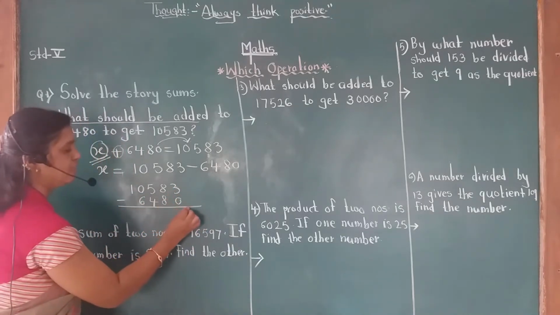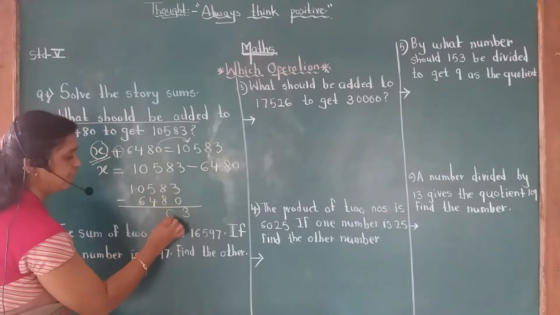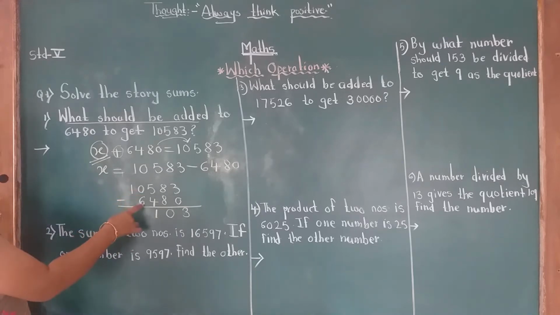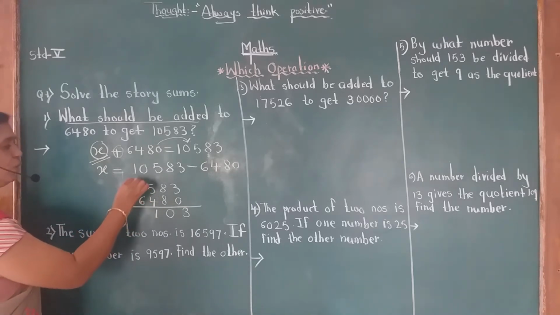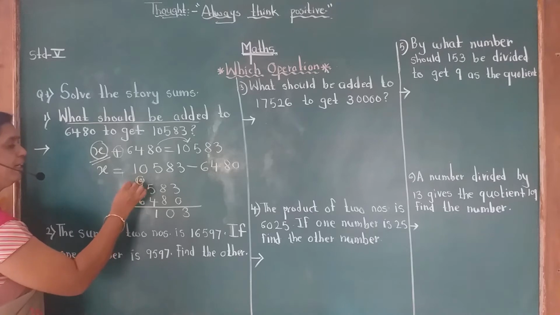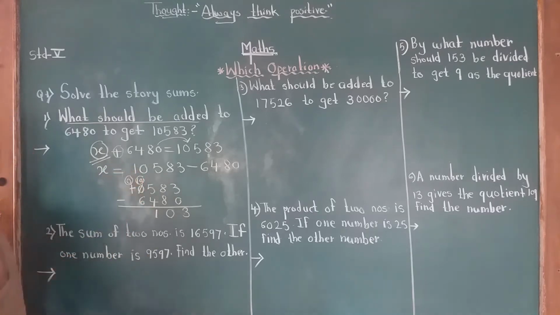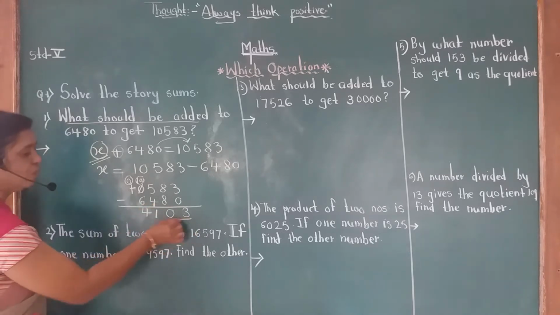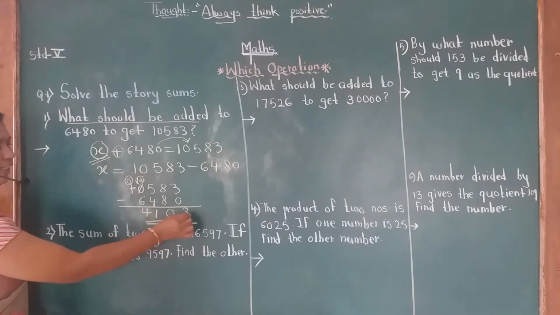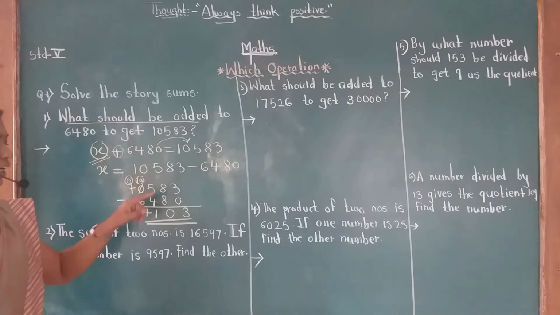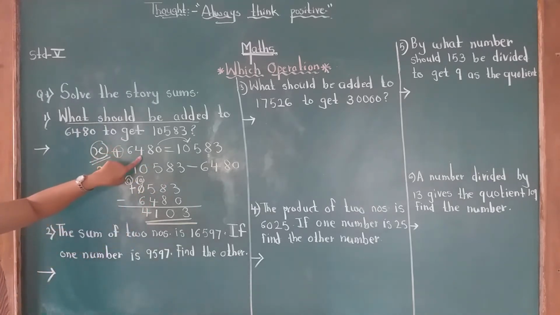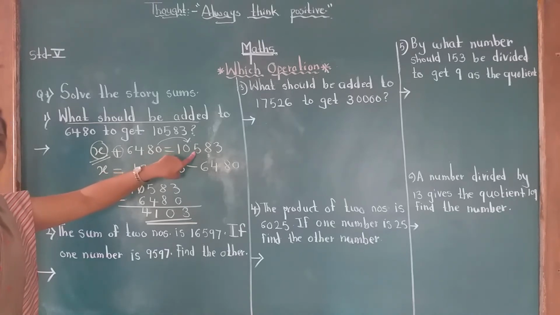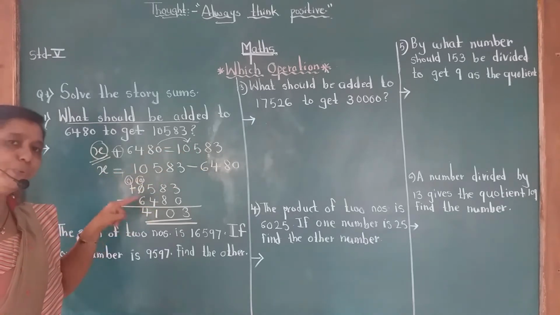3 minus 0 is 3, 8 minus 8 is 0, 5 minus 4 is 1. Now 0 minus 6 is not possible. So what you have to take? 1 borrow from neighboring number. So here will be 0. And 10 minus 6 is 4. So your answer is 4103. To recheck, if you add this number to this number, you will get this answer. Understood? It's a very simple method which you have to remember.